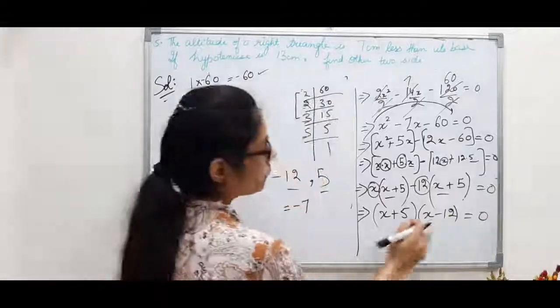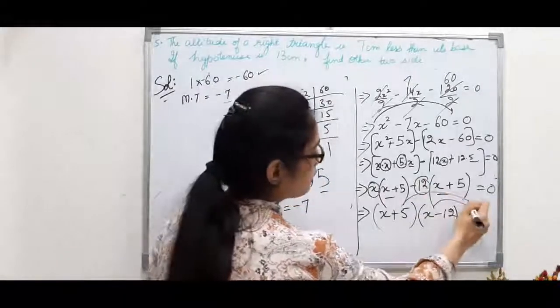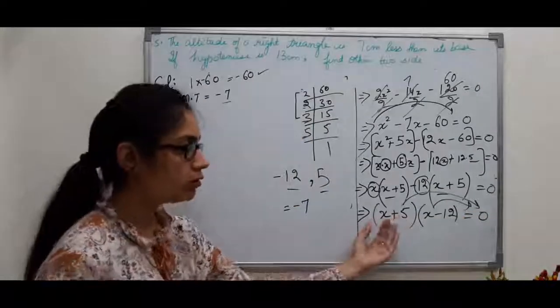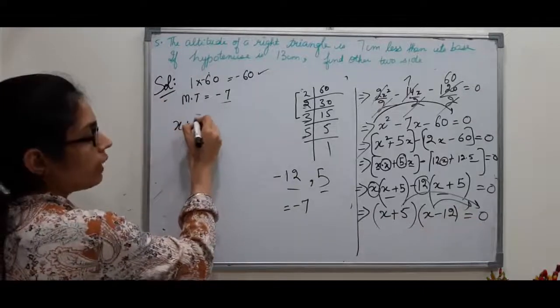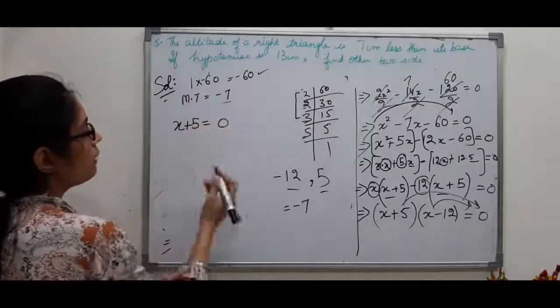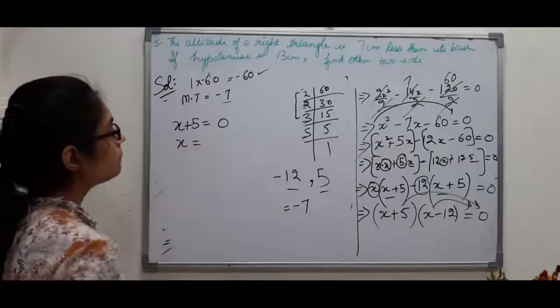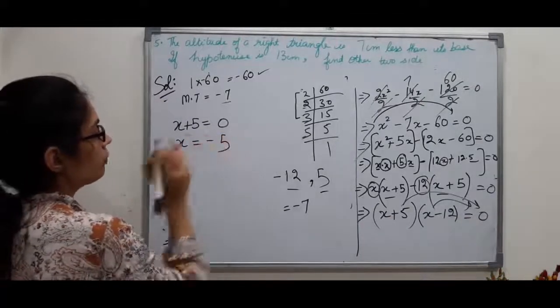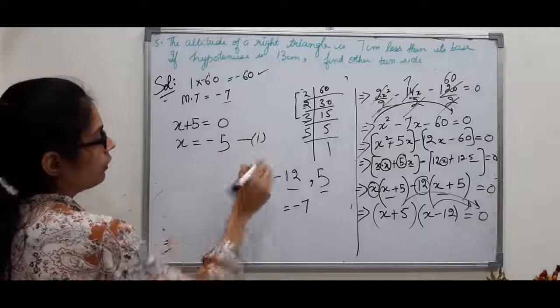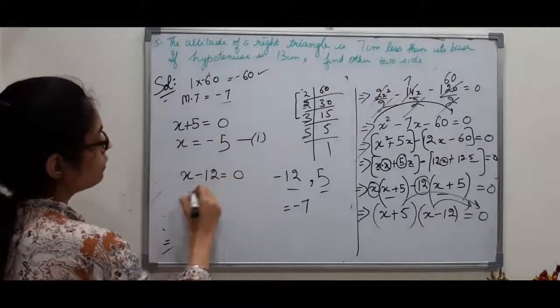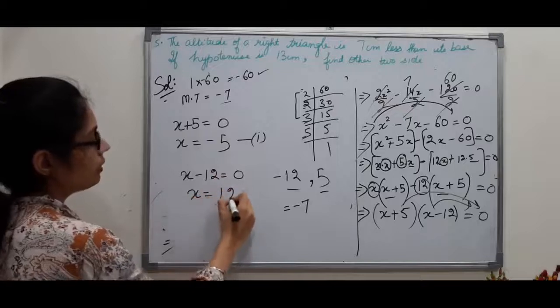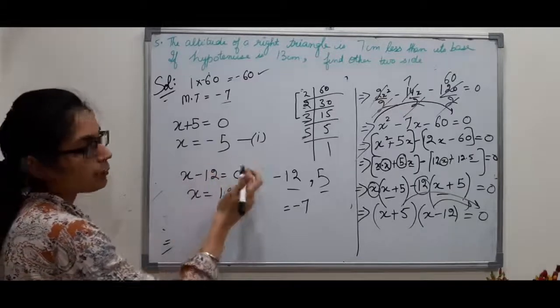Now these two terms are in multiplication form, so the product is equal to 0, which means this is equal to 0, or this is equal to 0. x plus 5 is equal to 0, which will give me x is equal to minus 5, and the other is x minus 12 is equal to 0, which will give me x is equal to 12. We are simply shifting this number to the other side.